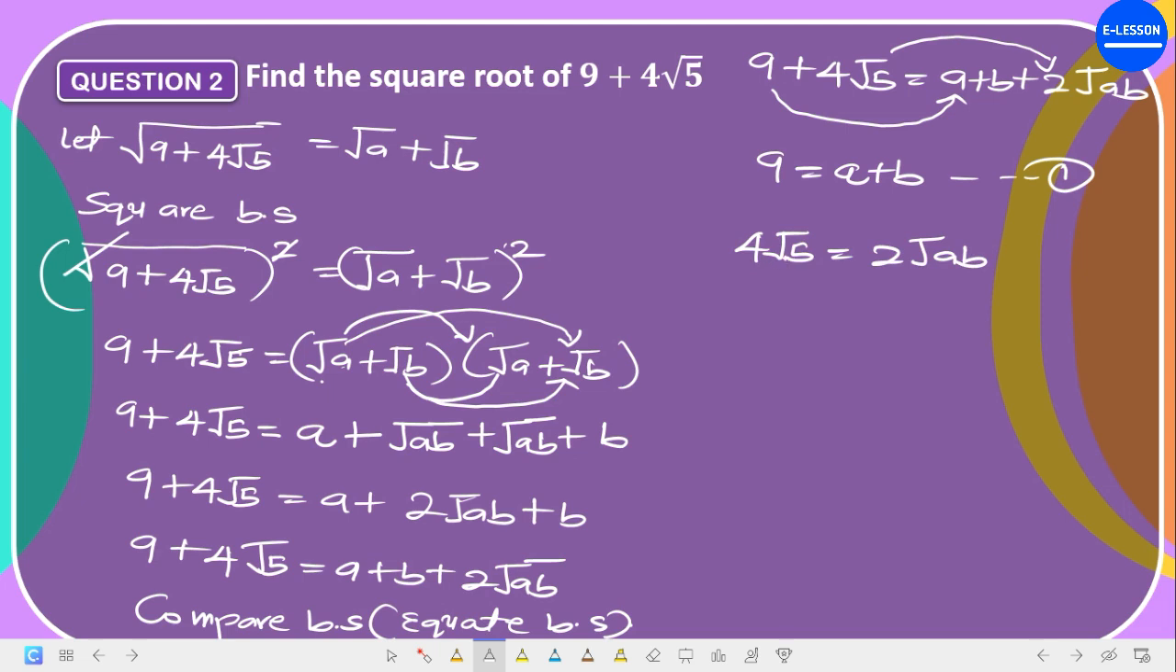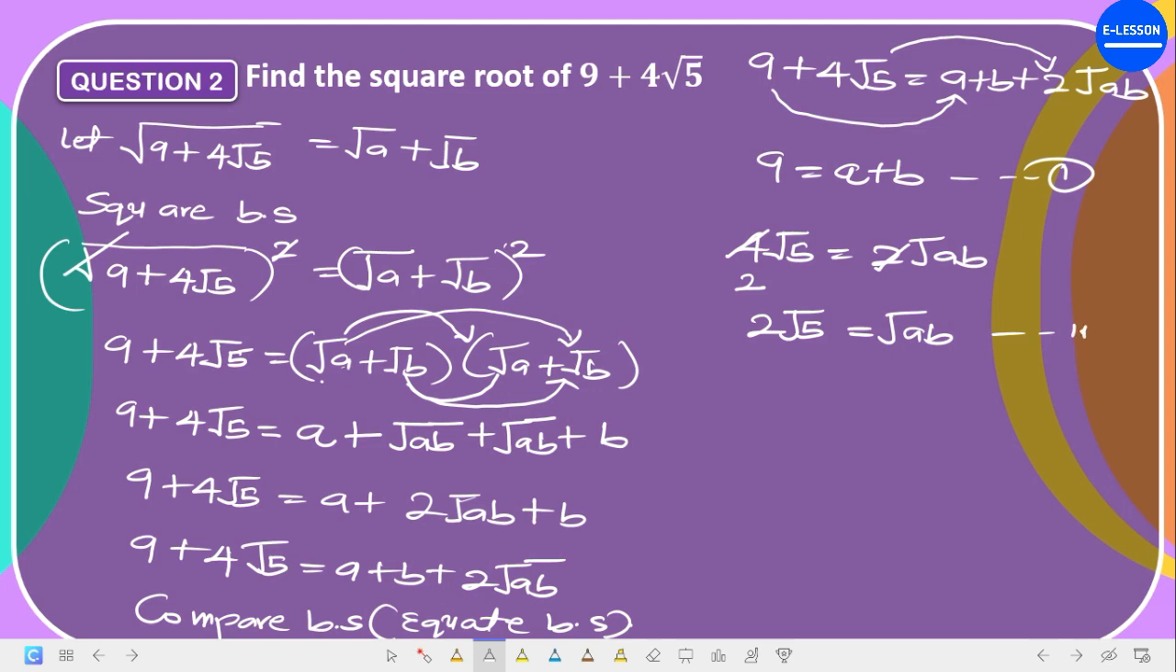4 root 5 is equals to 2 root ab. At this point in time, what do you think we can do? We can divide both sides by what? By 2. So here will be 2. Are we getting it? Here will be 2. And then when you divide here, what will it give to you? Here will be root ab. So this gives us 2 root 5 is equals to root ab.